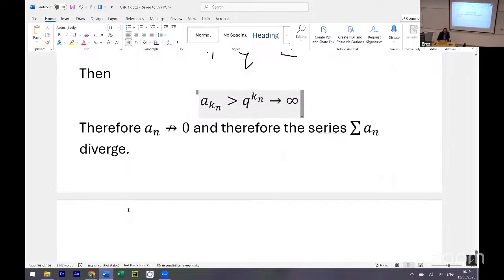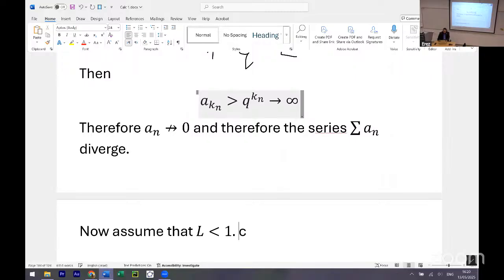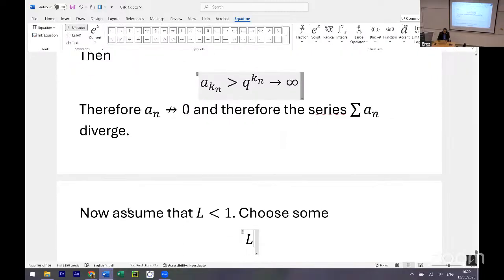And now assume that L is smaller than 1. Choose some q larger than L but smaller than 1.